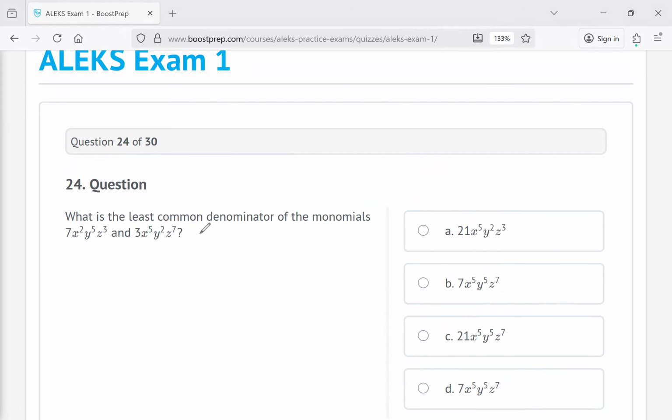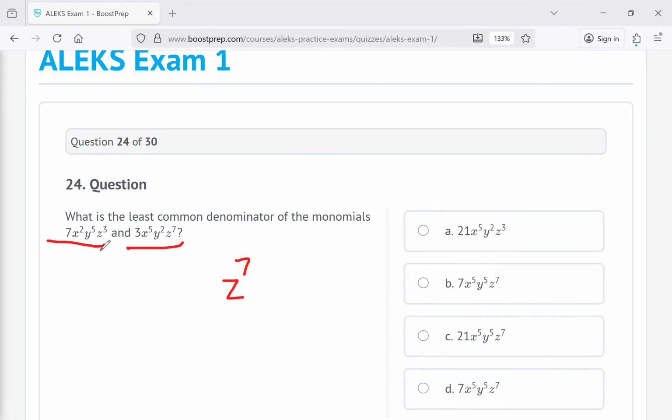Okay, question 24 says, what is the least common denominator of these monomials? So this is actually one whole term, and this whole thing is one term. We have 7x squared y5 z cubed, and then we have 3x5 y squared z seventh. For the letters, you want to pick the one with the highest power. So let's start with the z's. We have a z cubed and a z7. Which one do you pick? The one with the highest degree, so you're going to pick z to the seventh.